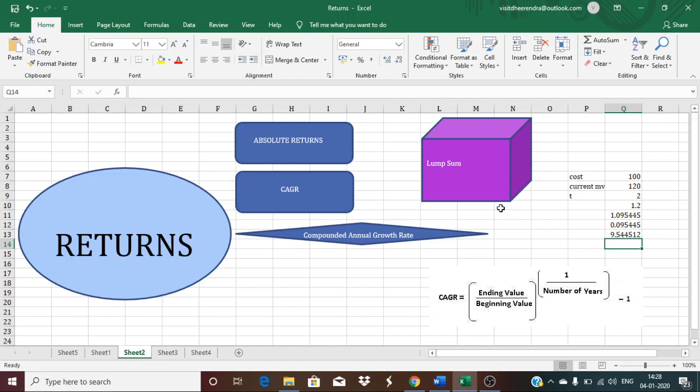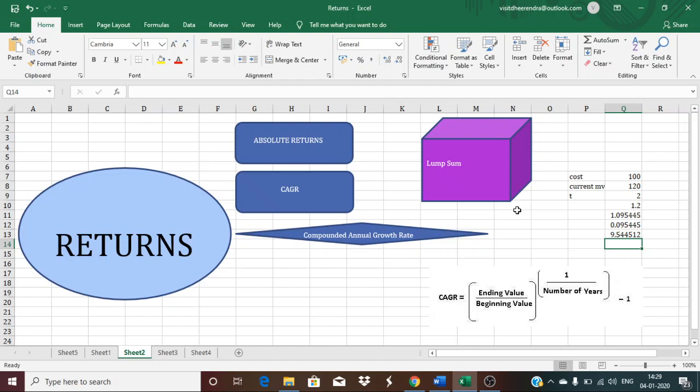But this is important for lump sum investment. If we have a single cash flow, then we can simply calculate the CAGR for that particular cash flow. But what will happen if we have multiple cash flows, or we have an SIP going on in a mutual fund? Then this will be very difficult, because we have to calculate CAGR for each and every cash flow.